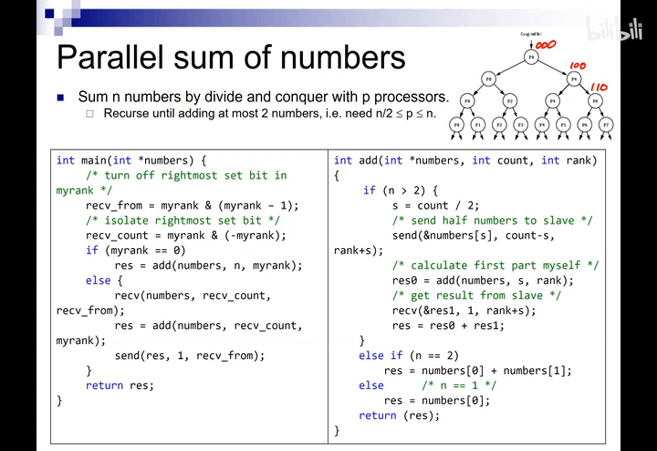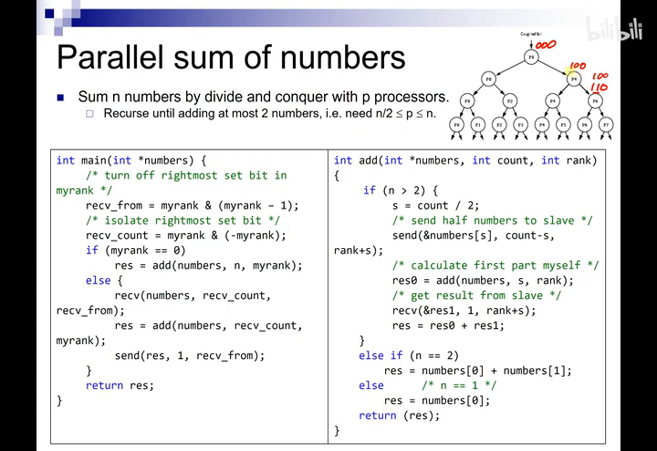Now, the way you can figure out who you're going to get data from is to look at the rightmost set bit. For example, for 6, the rightmost set bit is the bit corresponding to 2 over here. If you turn that bit off, you get 100, and that's actually who 6 should be getting its data from: process 100, which is 4. So if you find the rightmost set bit in a process and turn that off, then that's who you get your data from.